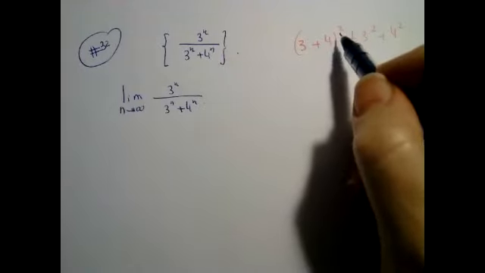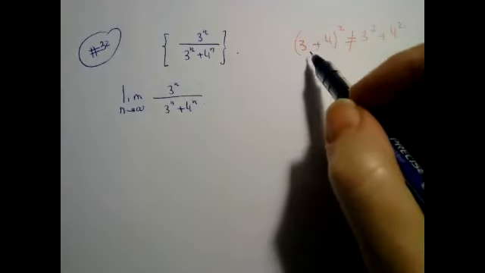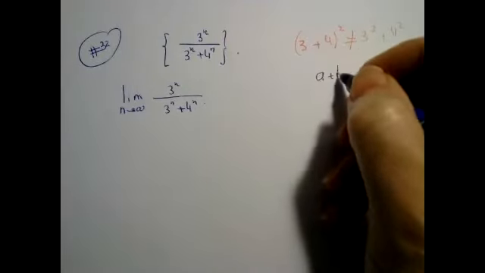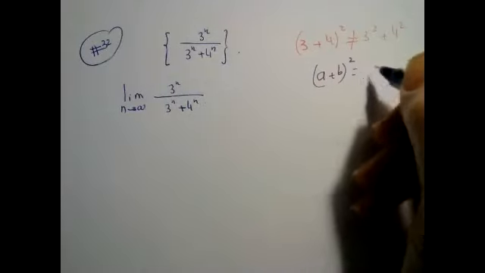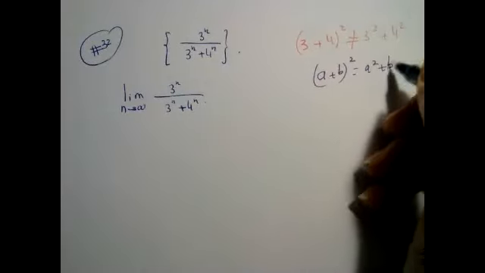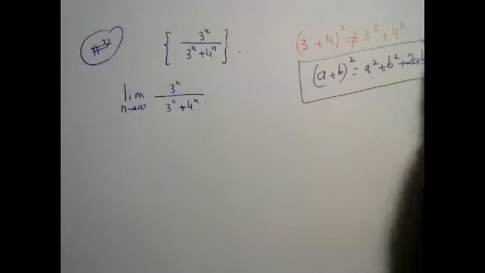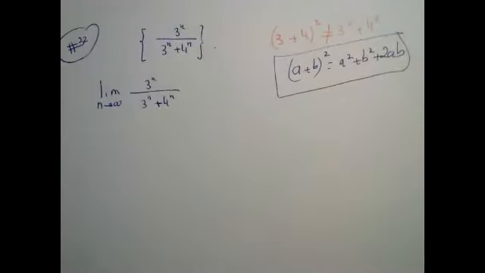We cannot split if you have a power, so you have to be very careful. Like 3 plus 4 squared, basically, if you have a plus b squared, this is a squared plus b squared plus 2 times ab. That's the rule, so we cannot split that. Any other ideas?